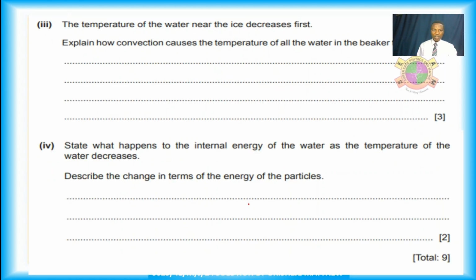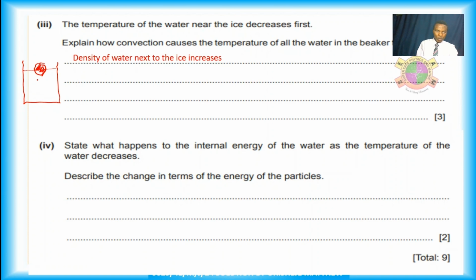The temperature of the water near the ice decreases first. Explain how convection causes the temperature of all the particles in the beaker to decrease. That is easy. What we are looking at is convection, the process that takes place inside the beaker, where we have the water particles. Then you have the particles at the top close to the ice, so the density of the water next to the ice increases. How does the density increase? Let me explain. So you have ice here.